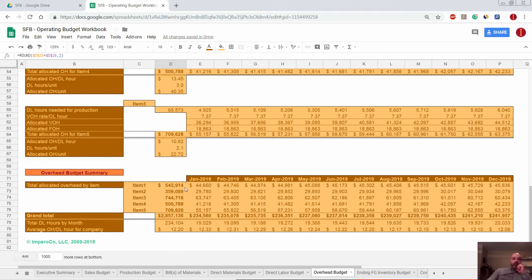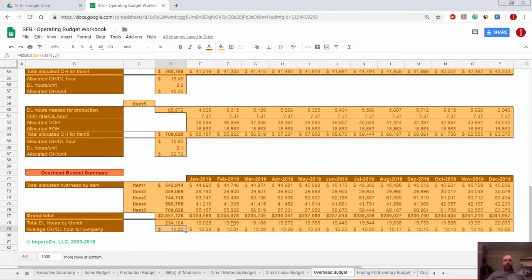And the total allocated cost by month, by year, and grand totals. And we do what we did with the direct labor budget and calculate an average overhead dollar amount per direct labor hour of the company. You can see it goes from 12.20, kind of fluctuates, all having to do with the fluctuating amount of production and direct labor hours of production.